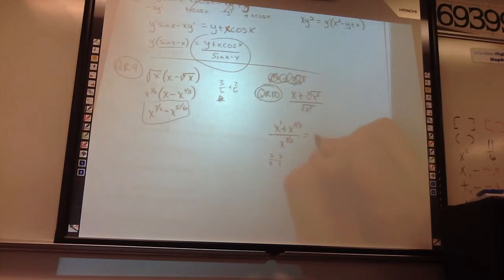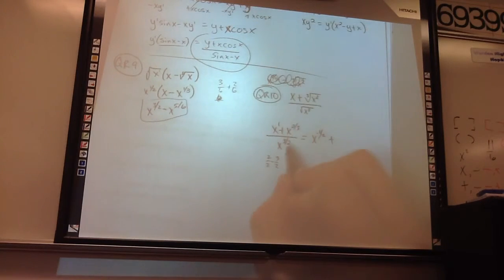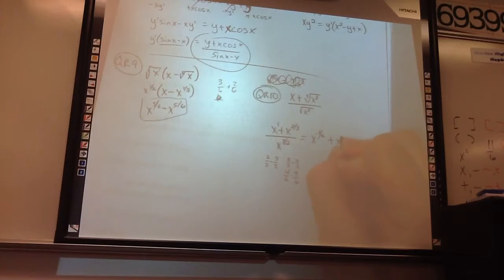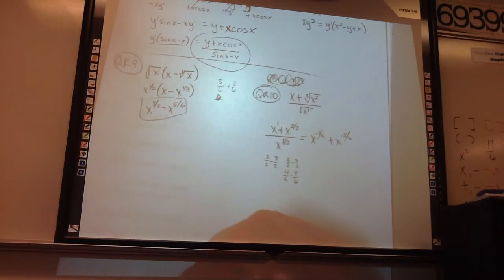What's 3 times 3? 9. Negative 1/2. So 2/3 minus 3 halves. 4/6 minus 9/6. 4 minus 9 is negative 5. Is it x to the negative 1/2? Oh yeah, x to the negative 5/6. And since they're both negative, what should we probably do? Put it over on top, over 1.